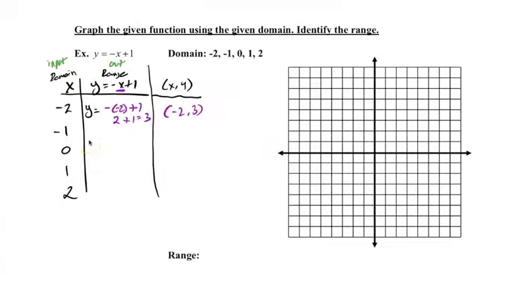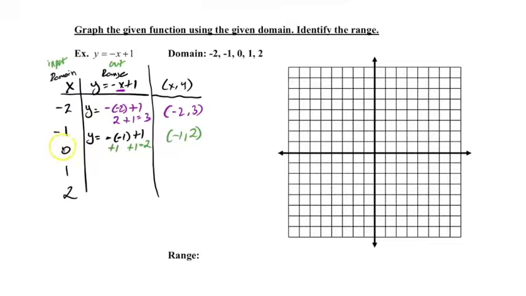So same with -1. When x equals -1, y equals -(-1) plus 1. Again, all we're going to do is substitute wherever you see the x, we're going to plug in the point we want. So two negatives make a positive, so we get +1 plus 1, which is 2. And our point would be -1 and 2.